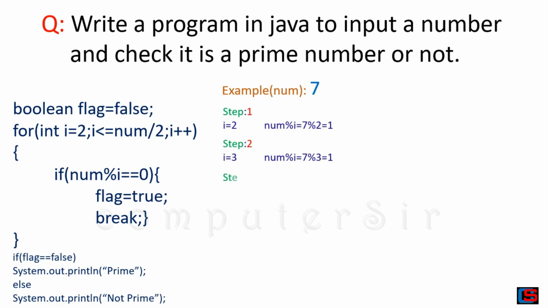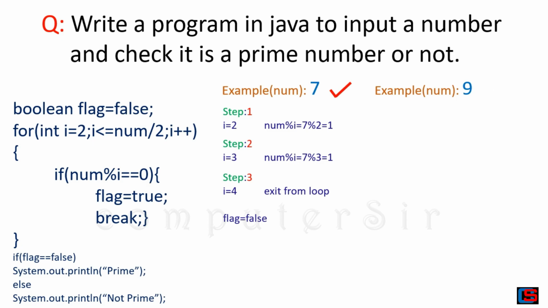In step 3, i is increased and it becomes 4, and as the final value is 7 divided by 2, the final value is up to 3, and that's why it terminates the loop and exits from the loop. At the exiting time, the value of the flag variable remains false, and after that I'm going to check whether the flag is false. Yes, in this case the flag is false, and that's why the value entered by the user, which is 7, is a prime number.